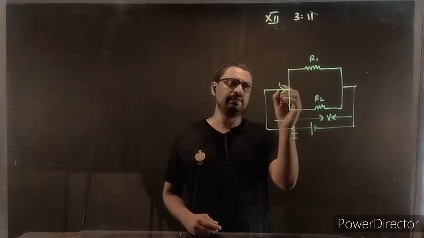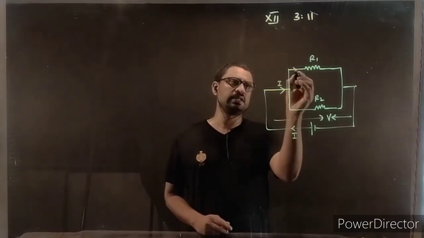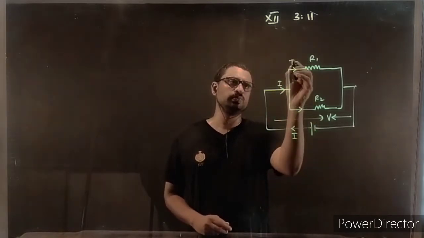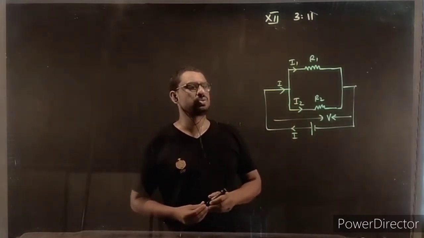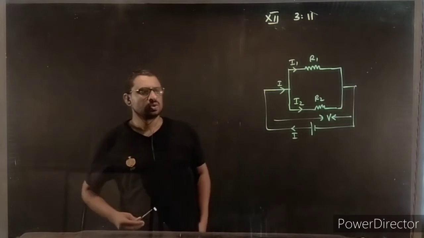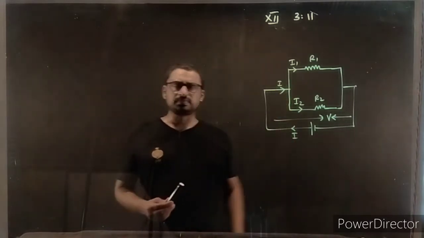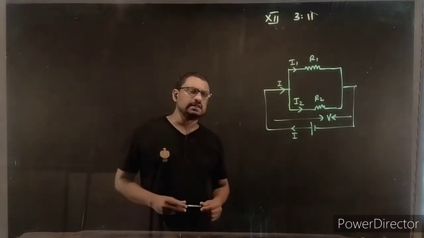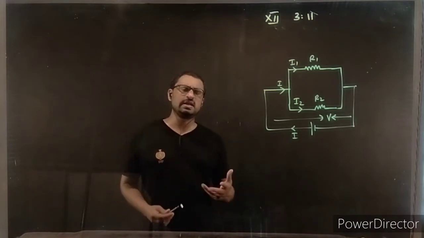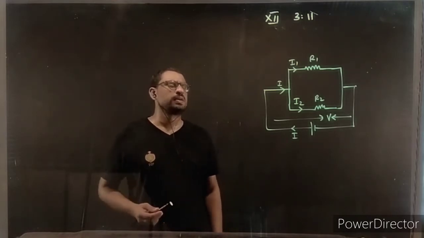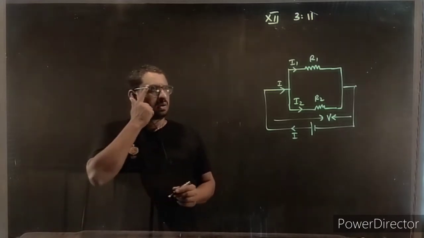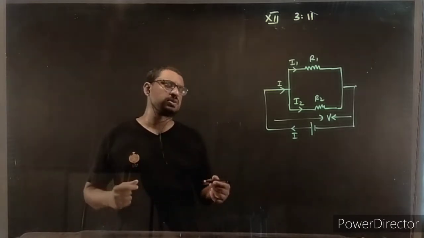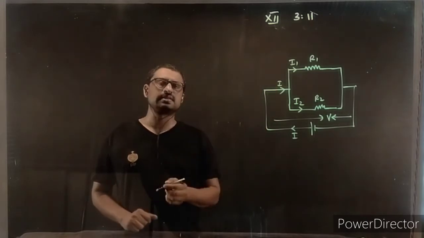Now this current I will reach the junction. From the junction it will be split into two. Through resistor R1 it is I1, through resistor R2 it is I2. So these are the split values of current. Now how can we reach the expression for the split values of current, and how do we express them in terms of total current? That is the thing.